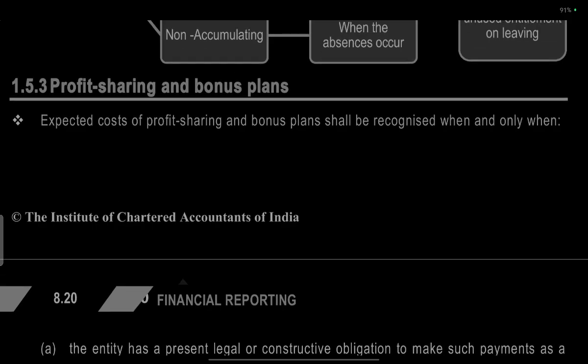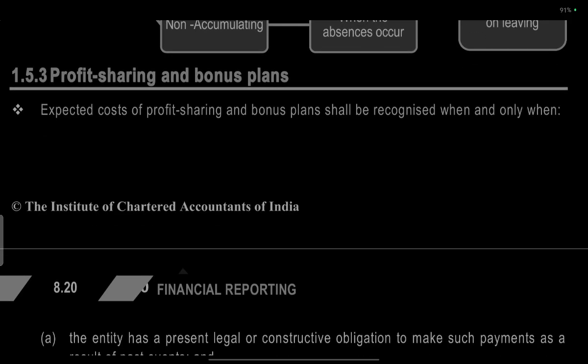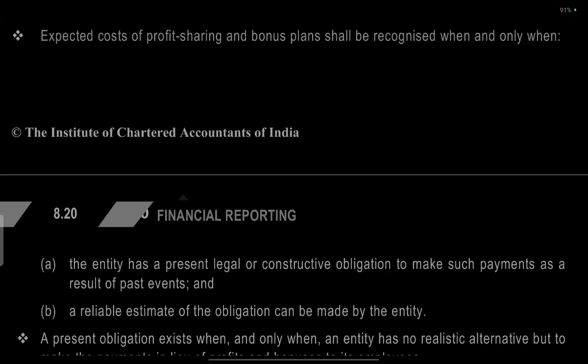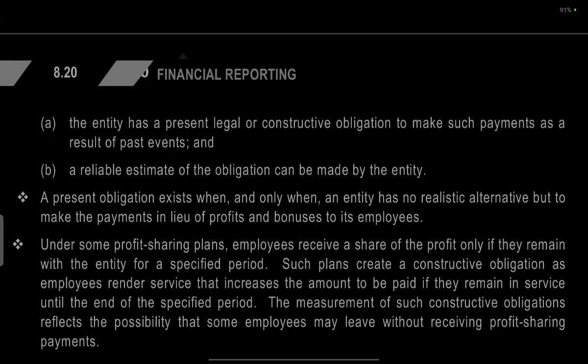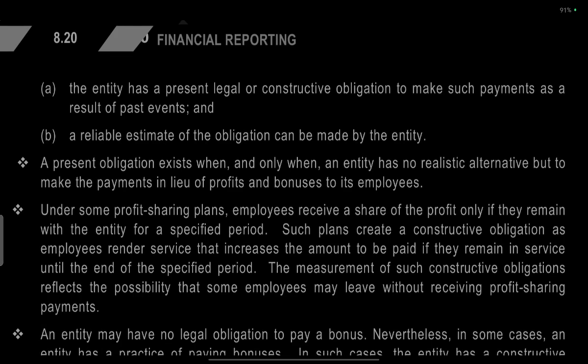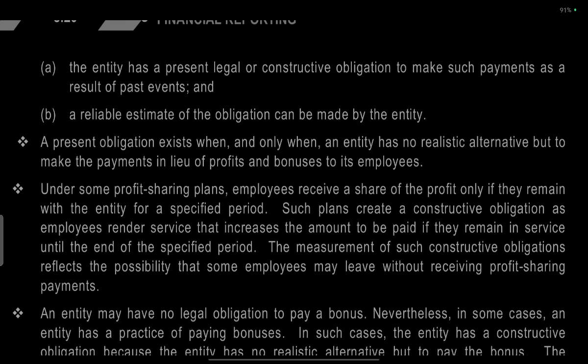Profit sharing and bonus plans. The expected cost of profit sharing and bonus plans shall be recognized when and only when the entity has a present legal or constructive obligation to make such payments as a result of past events, and a reliable estimate of the obligation can be made. A present obligation exists when and only when the entity has no realistic alternative but to make the payment of profit share and bonuses to its employees.